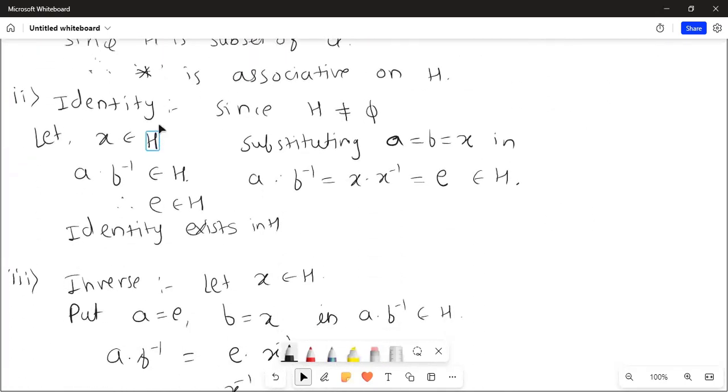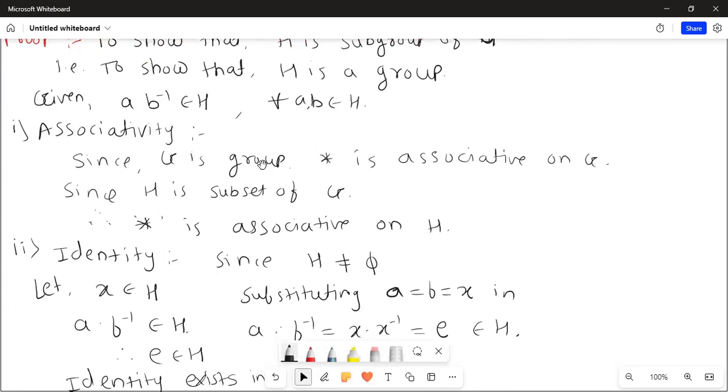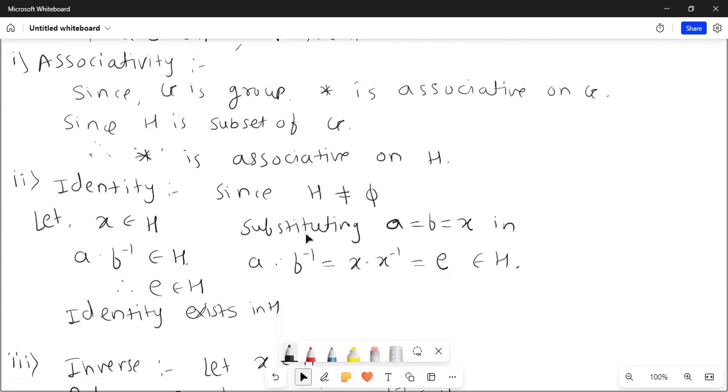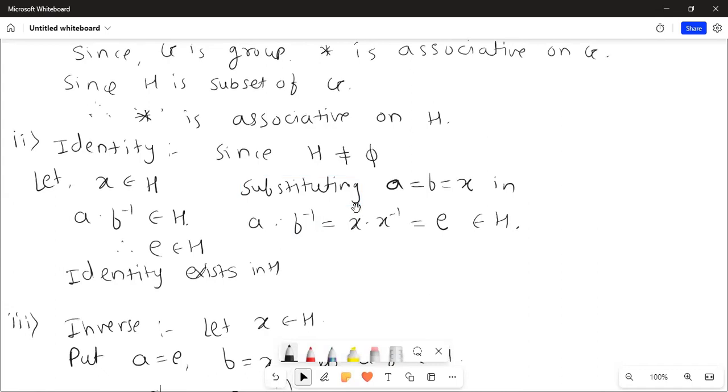associativity में since G is the group, therefore star is associative, and H is a subgroup of G है तो then automatically star is also associative in H. Identity में देखो क्या किया है, since H is a non-empty set, then X belongs to H. Then substitute the value A, B equals to X. Then A की जगह पे X डाला, B की जगह पे X डाला, तो इसका आंसर X X inverse E. तो E belongs to H, that means identity exists.